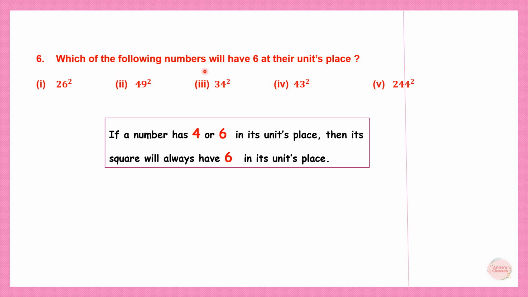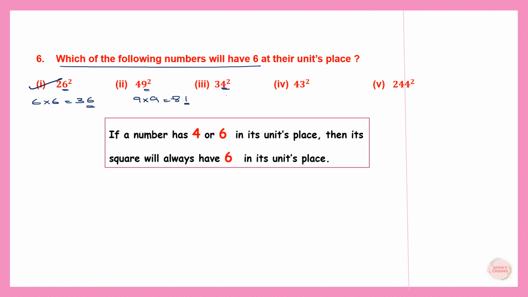Another way of doing this is by actually checking the number in the units place. So here let's look at the digit in the units place. We have 6. So 6 into 6 is 36. The question is which of the following numbers will have 6? So this number has 6 in the units place. Take the next one. 9 into 9 is 81. This does not have 6 in the units place.